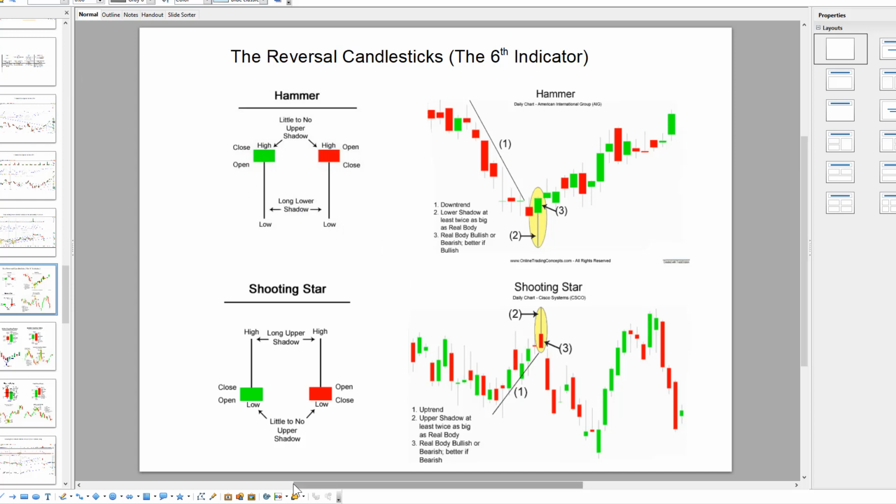All right, shooting star, hammer. Shooting star and a hammer are basically the opposite. One's a bottoming pattern, one's a topping pattern. Gives you that big long candle.